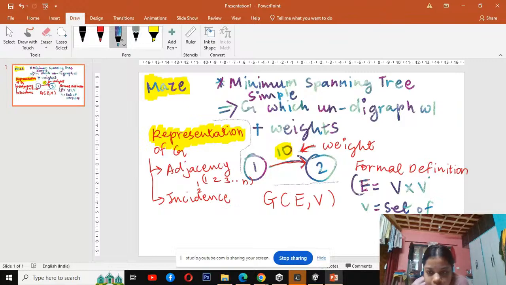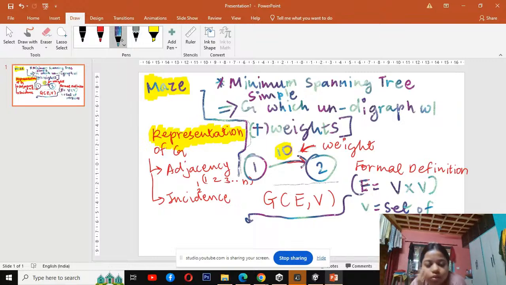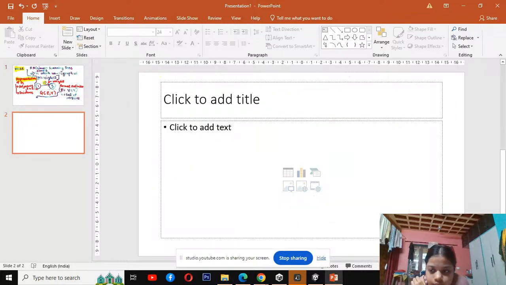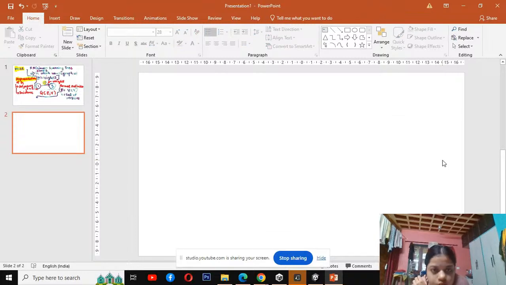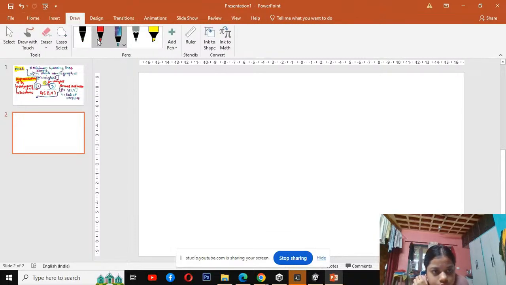Suppose to explain this here, this is supposed to be positive weights. Let's make a partition. It looks horrible, so I'll just make a new slide. So let's draw. This is minimum spanning tree.